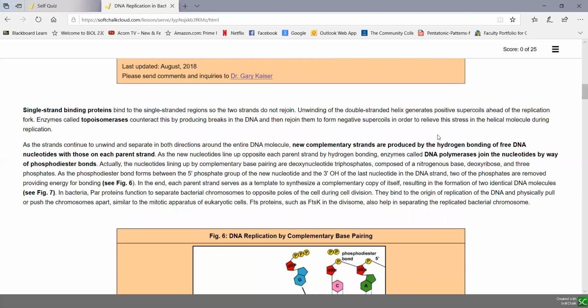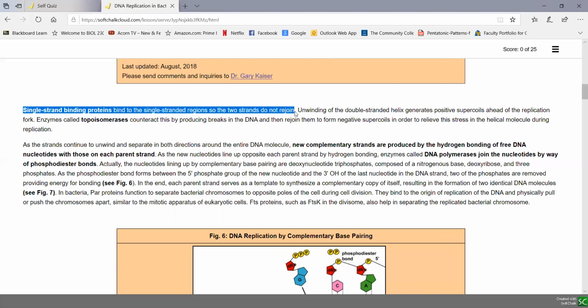And as the two strands unwind, there are single-stranded binding proteins that bind to the unwound area so that the two strands don't rejoin. So an adenine doesn't re-pair with a thymine after the hydrogen bond was broken, for example.